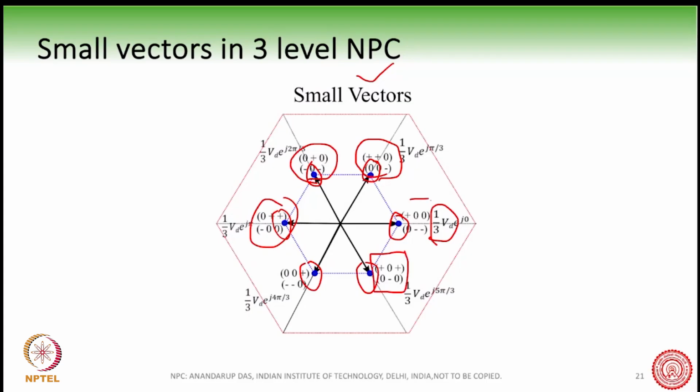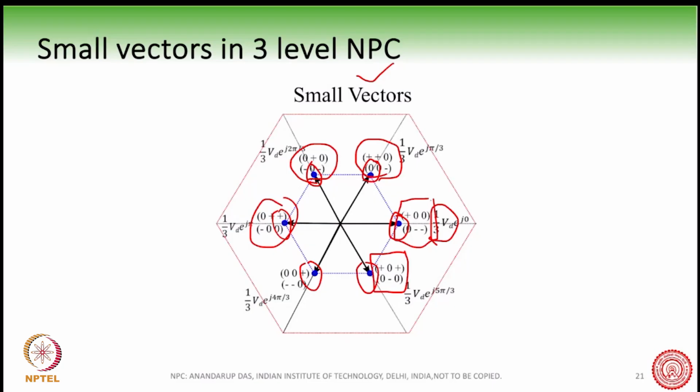You can see here, this is the multiplicity concept. It means that these 2 switching states, both of them produce an identical space vector which has a small magnitude. So all small vectors have 2 multiplicities.